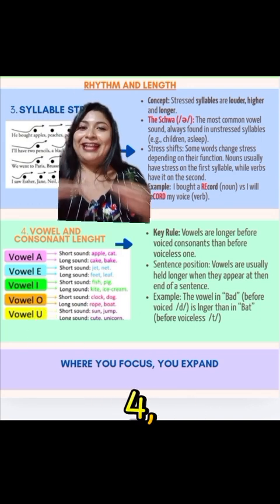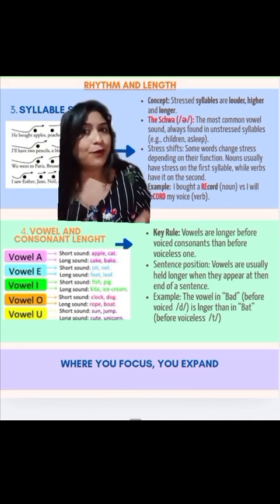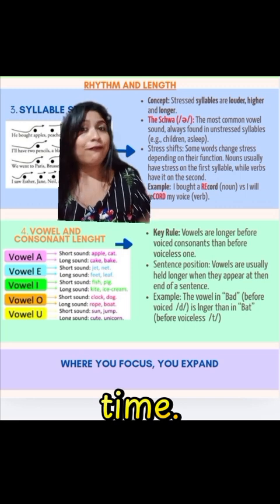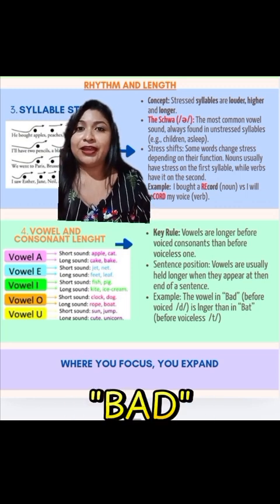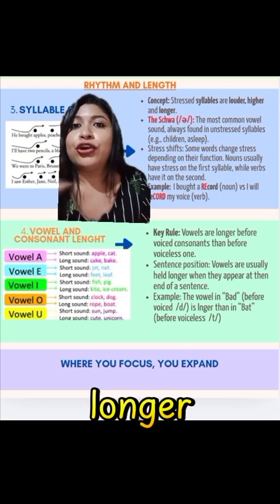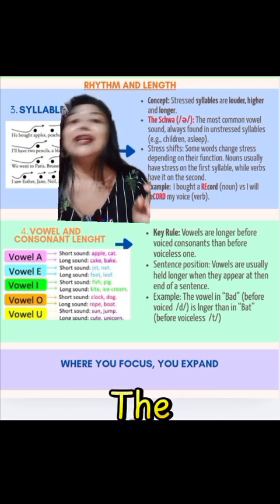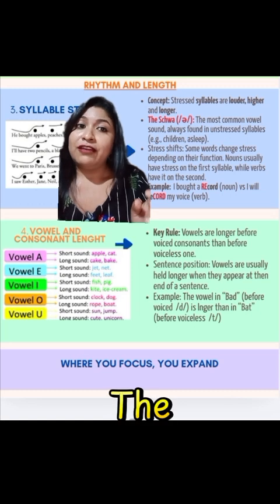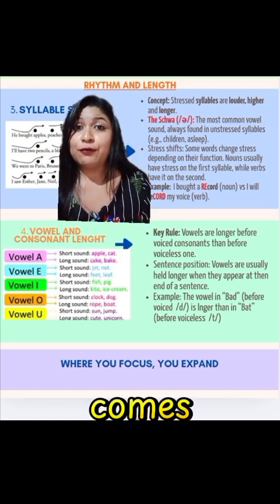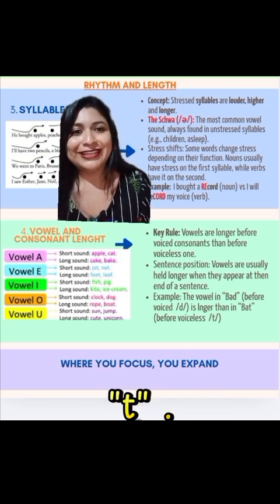Unit 4, length. Finally, unit 4 focuses on length. Vowels are not always pronounced for the same amount of time. For example, compare bad and bat. The vowel in bad is longer because it comes before a voiced consonant, the letter D. The vowel in bat is shorter because it comes before a voiceless consonant, the letter T.